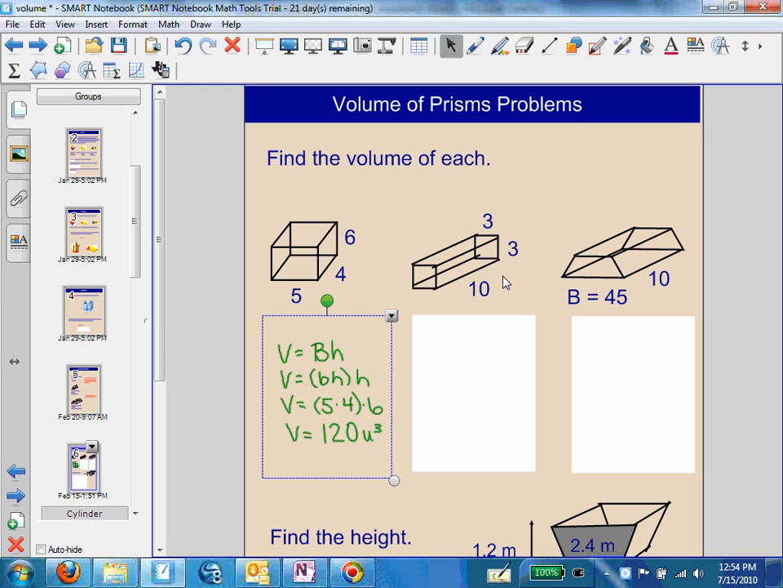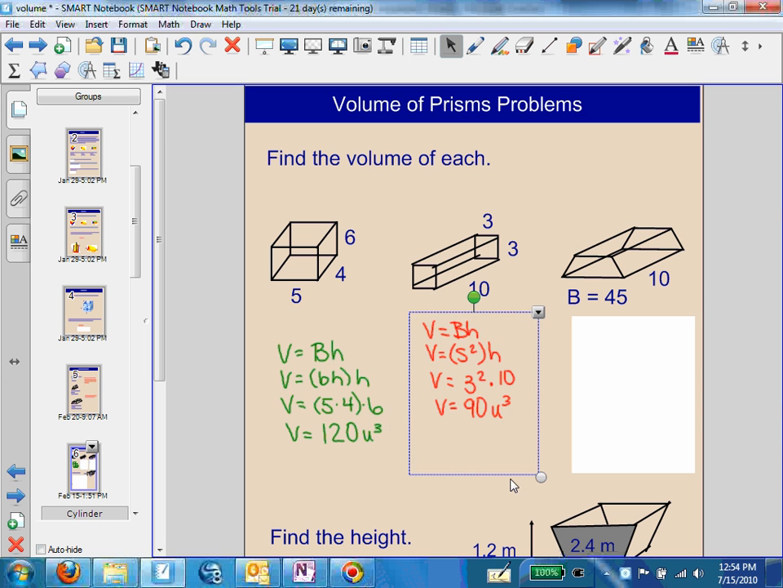In the following example, this is still a rectangular prism, or you could also call it a square prism, because the bases are squares. It's not a cube, however, since all the sides are not congruent. So my two bases are squares, so I'm going to use side squared as my formula for the area of my base, and multiply that by the height of 10. So I end up with 3 squared, which gives me 9. So 9 is the area of one of my bases, and I multiply that by my height, which is 10, and that gives me 90 units cubed.